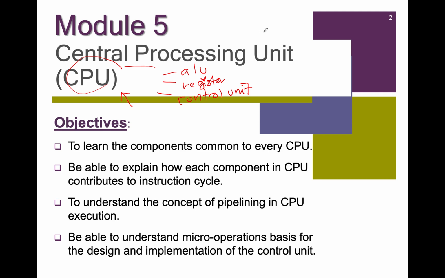So these are basically the three elements inside your CPU. But are we going to learn all of them, ALU, register or control unit? I guess we're going to look into several parts. We're going to divide it, looking into the architecture, the process, and so on. So the objective is to learn the common components of every CPU, and to be able to explain how each component in the CPU contributes to the instruction cycle.